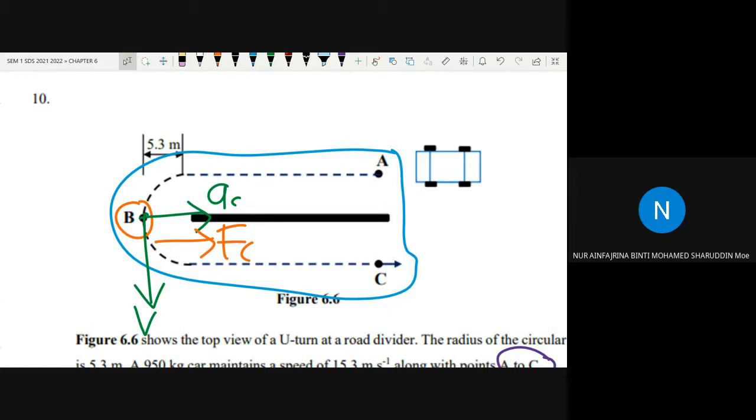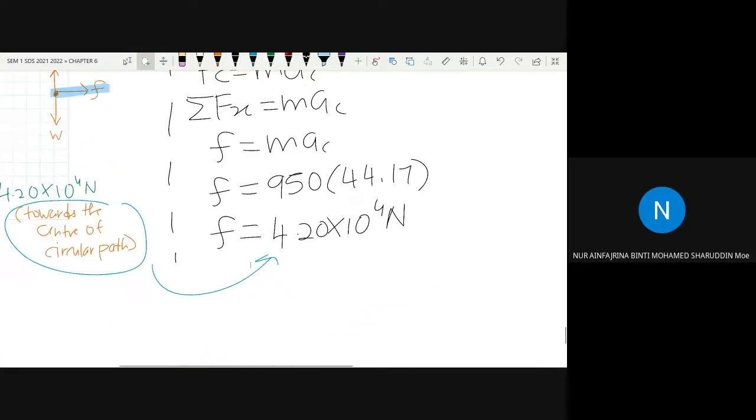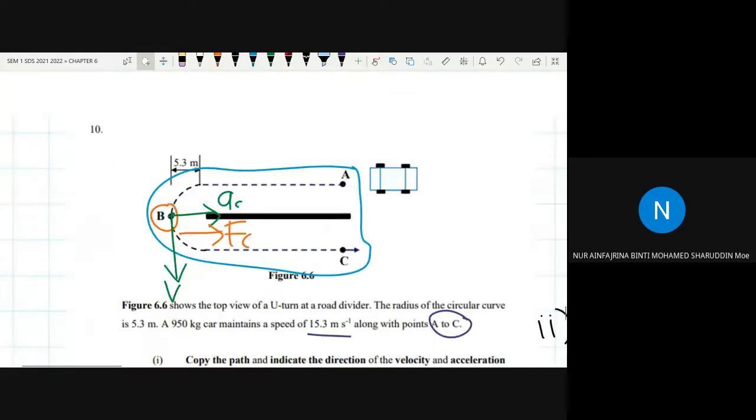Maksud saya, kereta ni dia jalan dari A ke B. Kalau kita sedang drive kan, benda tu akan kat sebelah kiri kita kan? You mean the car? Ya. Okay, contohnya kan, if you punya kereta ni, kejap Miss buat. Oopsie. Kejap, 1 minute.